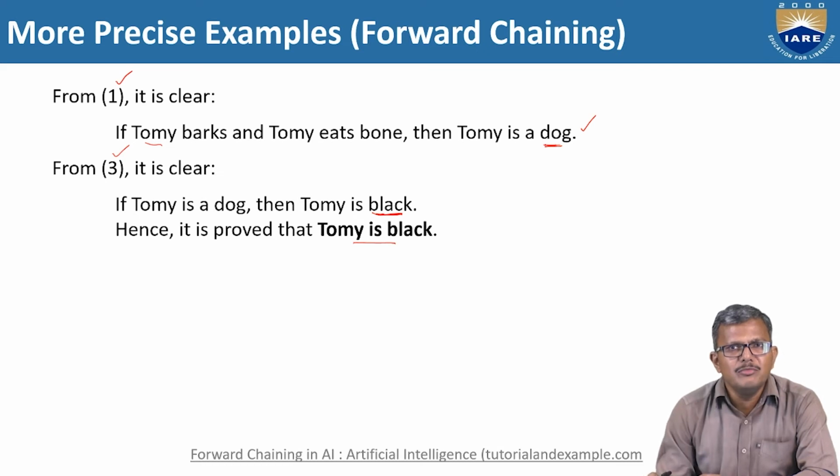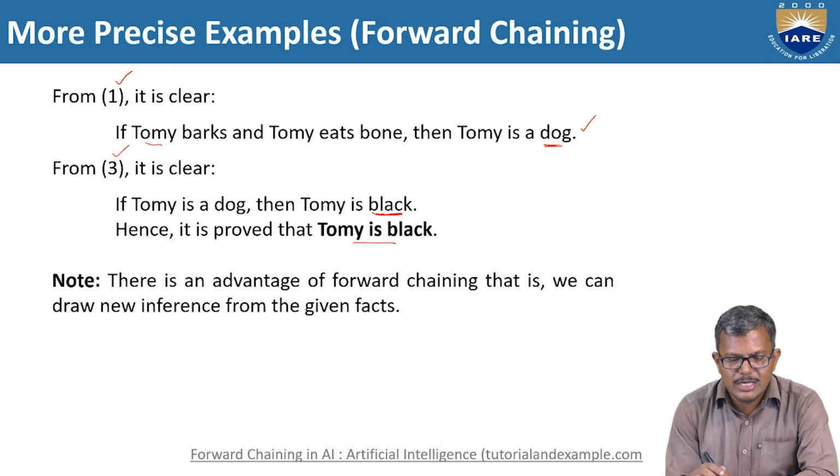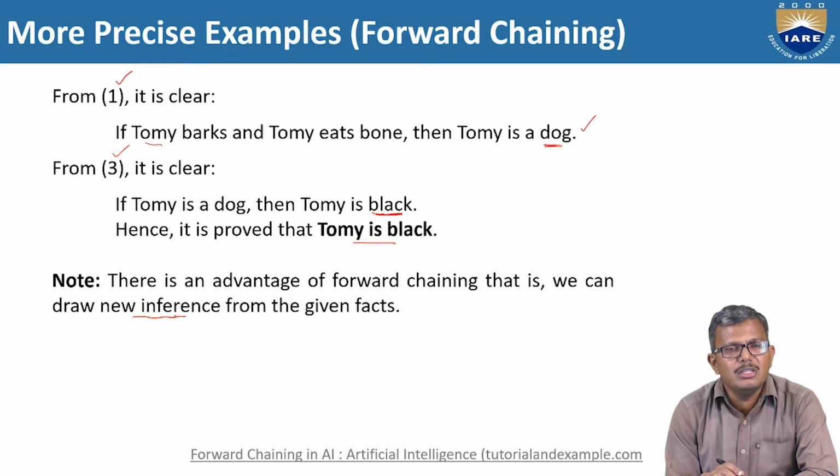So this is called the forward reasoning approach to prove something. What is the advantage we have in this forward search? You can draw some new inferences from the given facts.